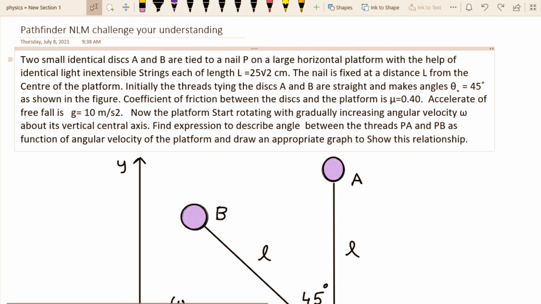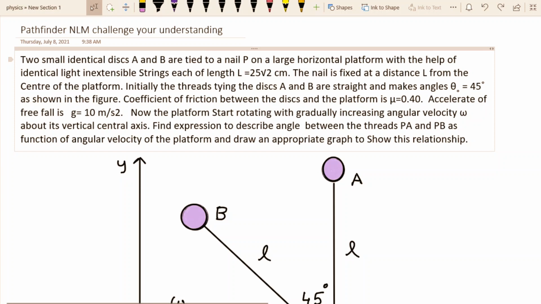Initially, the threads tying the disks A and B are straight and make angles theta equal to 45 degrees as shown in the figure. The coefficient of friction between the disks and the platform is mu equal to 0.40. Acceleration of free fall is g equal to 10 meters per second squared.